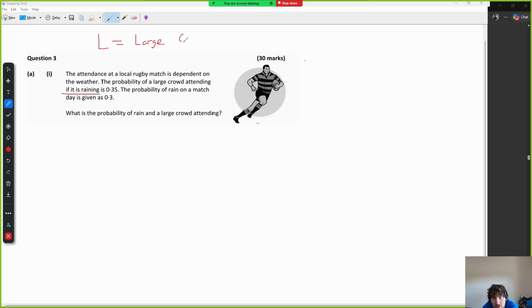Large crowd, okay? And let R be that it's raining, okay? That's what those symbols stand for. So what we've just been told here is the probability of a large crowd attending if it is raining, that means given it's raining. So that would be written like this. That's the proper way to record this statement into a probability statement. So it's the probability that a large crowd attended, given, straight line, it was raining, was 0.35, right? I'll tidy up that 5.